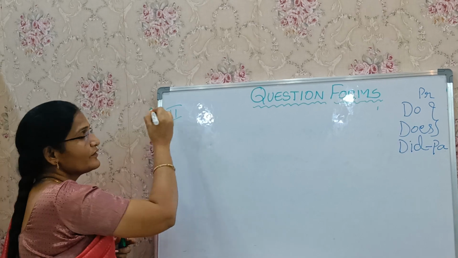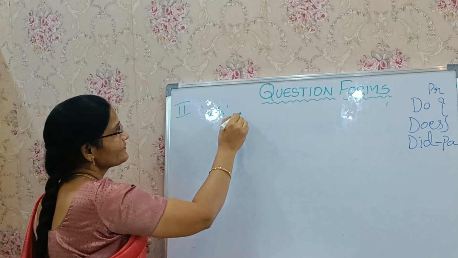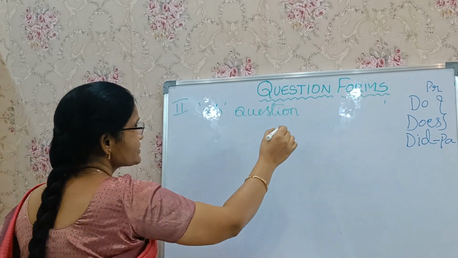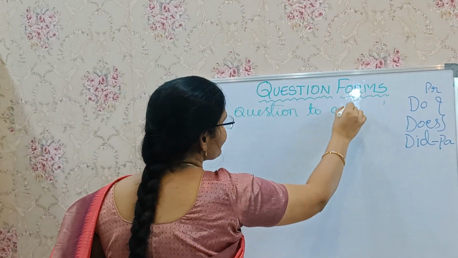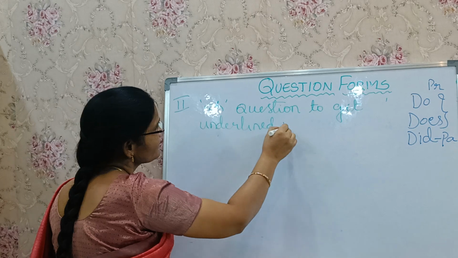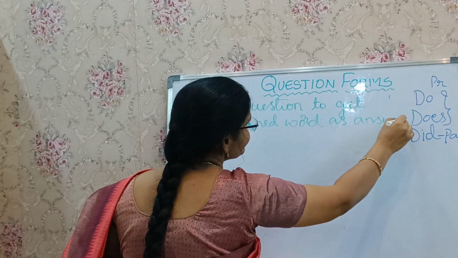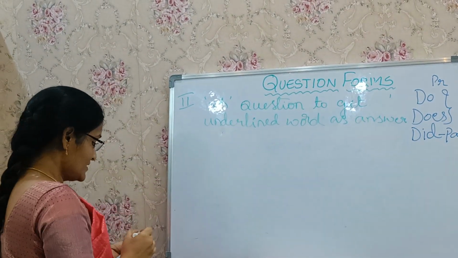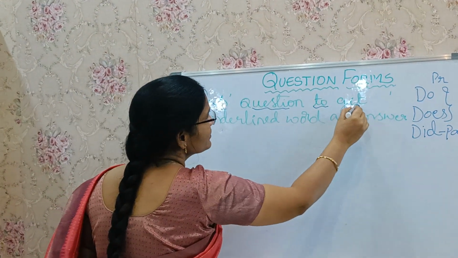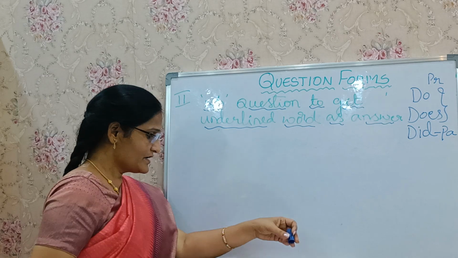The second type of question you get from this topic is: frame a WH question to get the underlined word as answer. A sentence will be given to you and it will be underlined, and you need to frame a question to get that underlined word as answer.